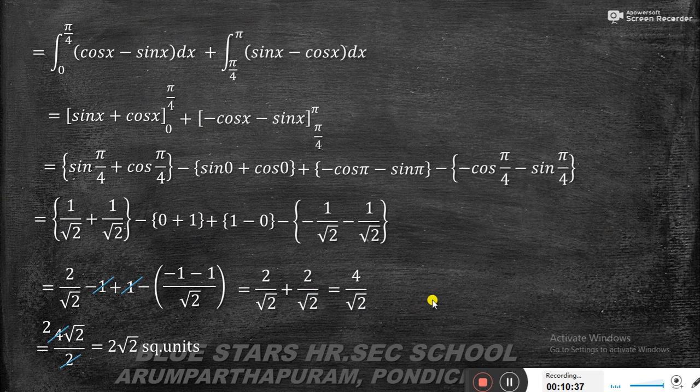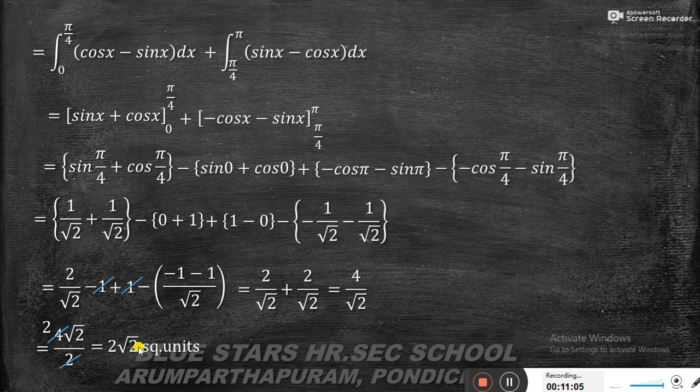Therefore 4 by root 2, here I write it, that means this 4 I write as 2 into 2, and 2 means root 2 into root 2. So the denominator root 2 and the numerator root 2 cancelled, so we write 2 root 2.